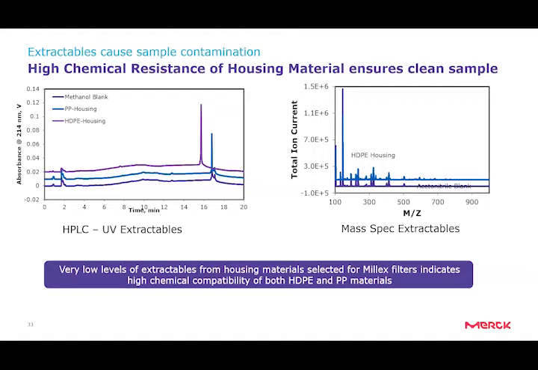The way these experiments were done, a sample or a solvent was filtered through empty polypropylene or HDPE housing, and the filtrate was then analyzed by reverse phase chromatography using 0 to 100% acetonitrile gradient. As you can clearly see, the methanol blank and the polypropylene housing or HDPE housing do not show any additional extractable peaks. And same is the case in the mass spectrum as well. The peaks that were seen in the blank are the only peaks that are seen from the HDPE housing.